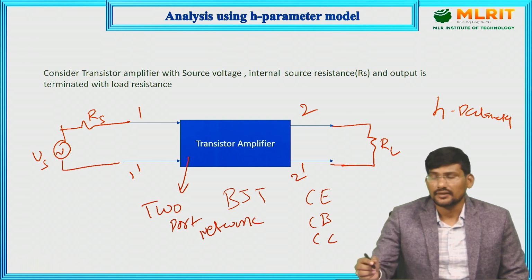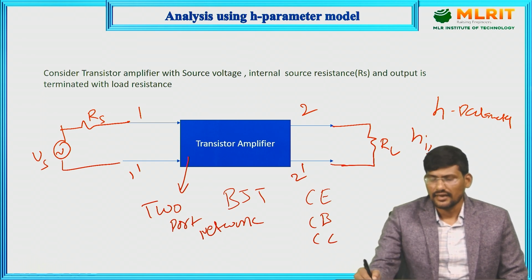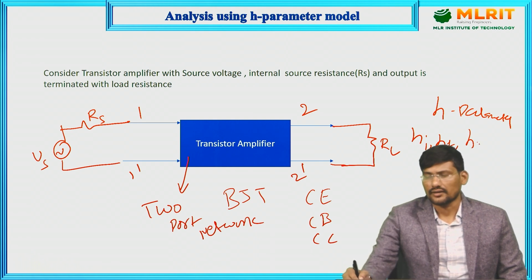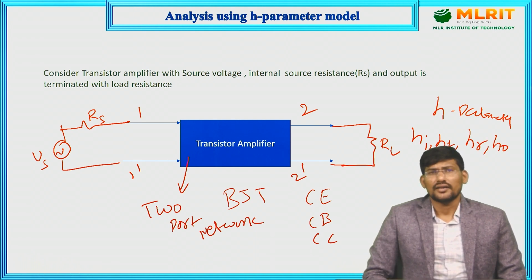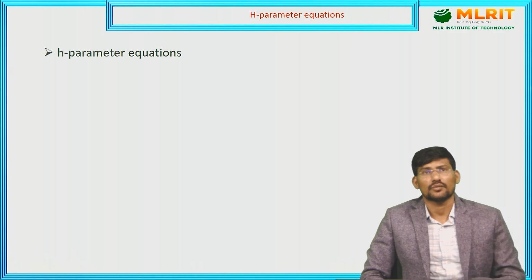For H parameters there are 4 parameters: HI, input impedance; HF, forward current gain; HR, reverse voltage gain; and H0, output admittance. Already we modeled the transistor with the H parameter model in the previous lecture. Now again we will discuss the H parameter equations here.